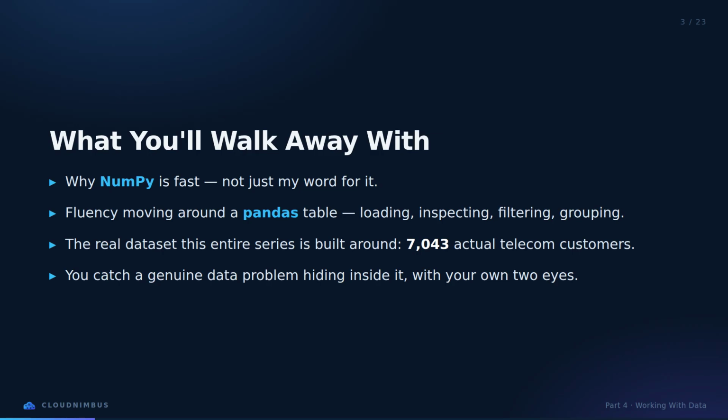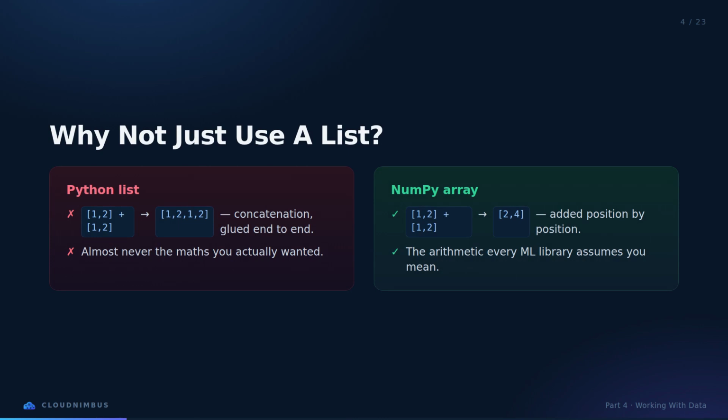That leads straight to the second idea, vectorized maths. So you want to double every number in a list of 1,000,000 values. The list way is a loop. You visit every single element, one at a time, and multiply it. The NumPy way is one line. Multiply the whole array by 2. No loop in your code at all. You just say what you want done to the whole collection, and it happens.